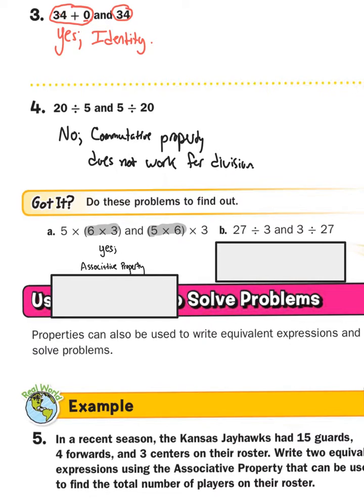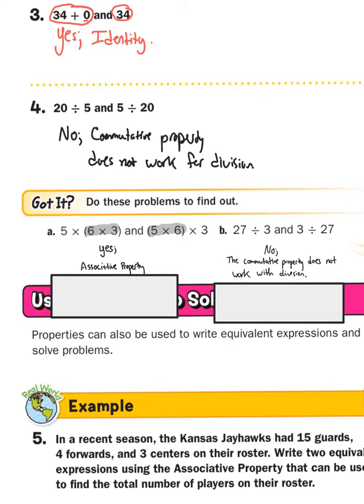Now in B, when I first look at it, it looks like, oh yeah, I just switched the numbers. That's commutative property. But notice it is division. So in division, the commutative property doesn't work. So the answer is no. Commutative property does not work with division. Okay, so if you had it right, give yourself a C. If not, make sure you pause it and write the answer correctly.